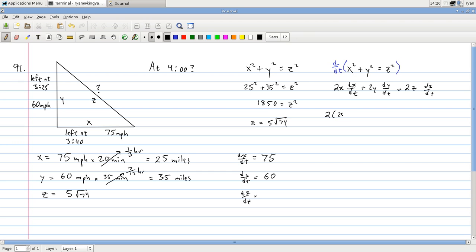So x is 25. We'd found that here. dx/dt is 75. y is 35 miles. dy/dt is 60 miles per hour. z is 5 radical 74. dz/dt is unknown. So now we can evaluate all of this, divide both sides by 2 times 5 radical 74, and we get 795 over the square root of 74 equals dz/dt. So estimating this to get a decimal, dz/dt is approximately 92.4 miles per hour.